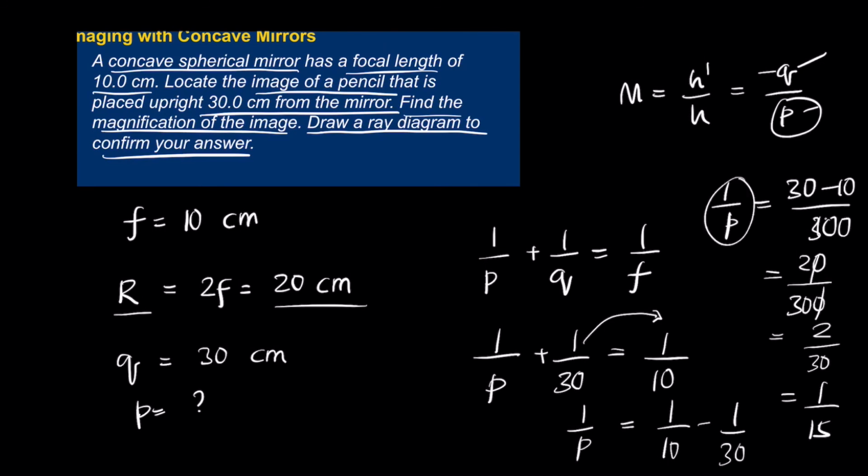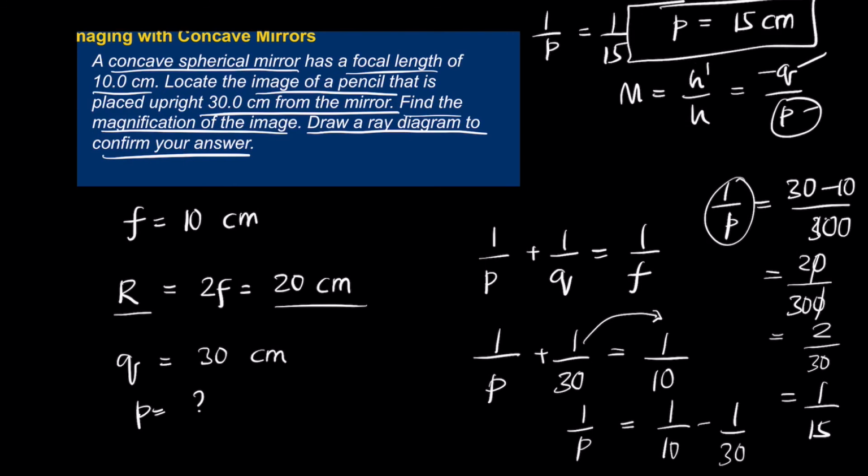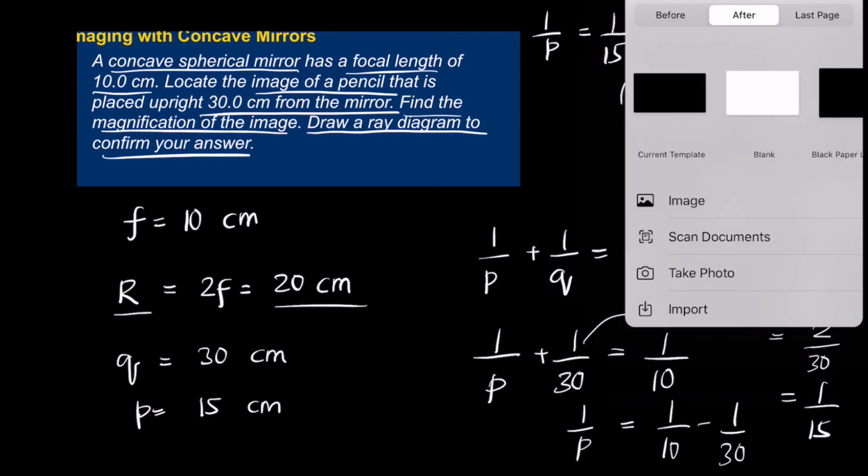Remember that this value is 1 by p. So we have 1 by p equal to 1 by 15. So p becomes 15 centimeters. The object distance is 15 centimeters. Now, with that in, let's try and find the magnification factor.